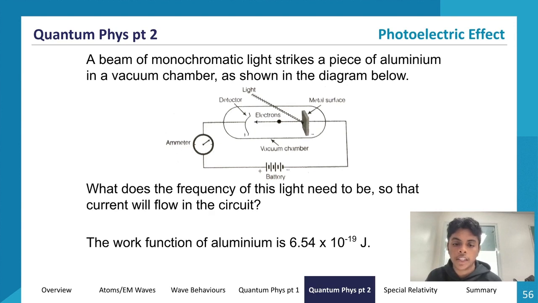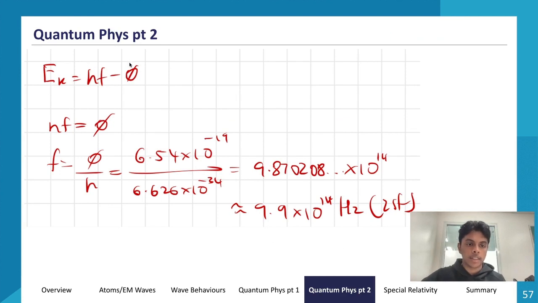So we're trying to find hf. We let hf equal this value. So hf equals 6.54 times 10 to the power of negative 19. We divide through by h to get f, and then we find the frequency of light. So f equals 6.54 times 10 to the power of negative 19 divided by 6.626 times 10 to the power of negative 34. So yeah, EK equals hf minus the work function, or whatever that symbol is. hf equals the work function of the metal. f is equal to the work function of the metal over h, which is equal to 6.54 times 10 to the power of negative 19 over 6.626 times 10 to the power of negative 34.